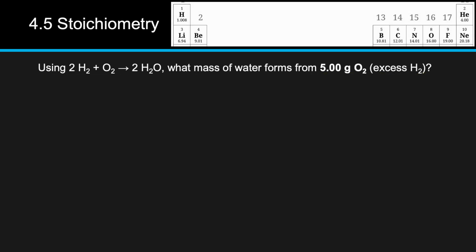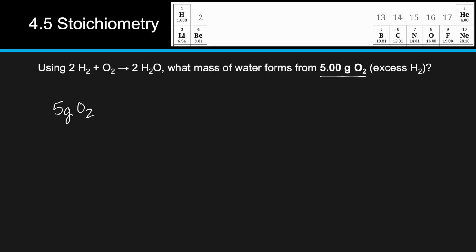All right, so let's do a practice problem. So this says using 2H2 plus O2 reacts to form 2H2O, what mass of water forms from 5 grams of oxygen gas when we know that H2 is our excess reactant? So essentially this is telling us that H2 is our excess, so we don't have to solve H2 because we know that whatever oxygen gas produces, that is going to be our theoretical yield, which is the actual amount that we can make. So whenever we're doing stoichiometry, I always tell my students, start with what you're given. So we are given 5 grams of oxygen gas, and then figure out where you need to go.